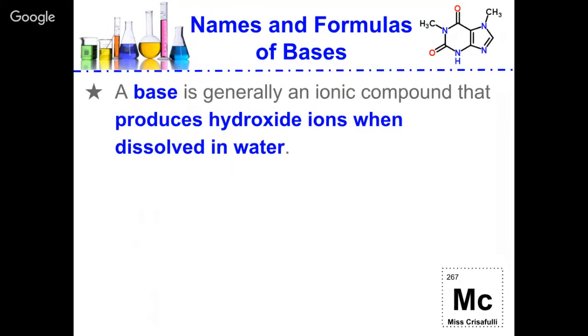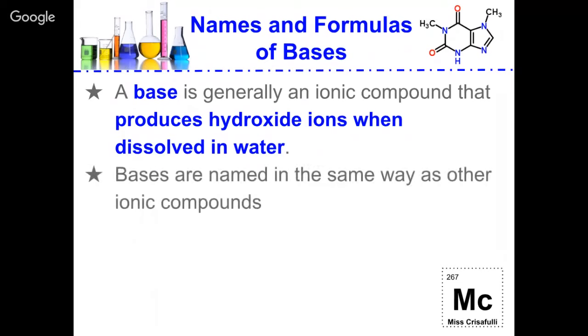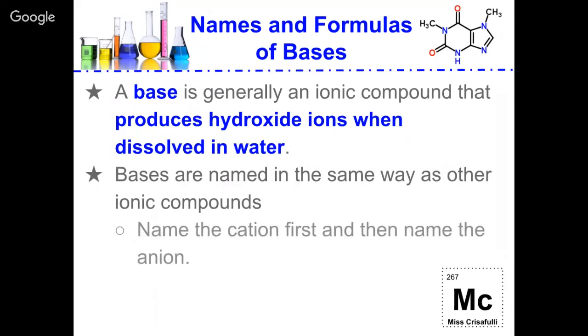So a base is going to be different. It is generally an ionic compound that produces hydroxide ions when dissolved in water. They're named the same way that ionic compounds are named. So we know how to name these already. You're going to name the cation first, and then you're going to name the anion. The anion in all of these cases is going to be OH-.